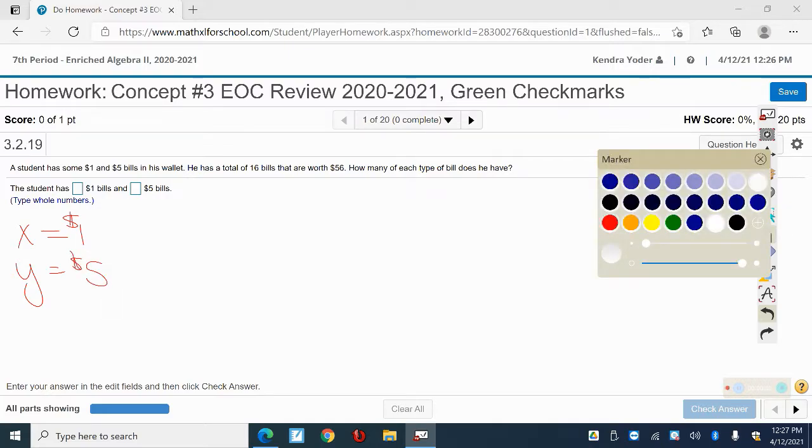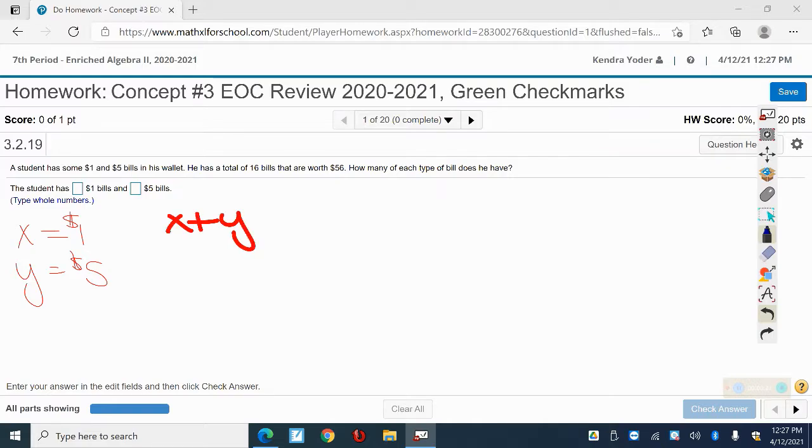So if that's the case, then you are going to have how many total bills are in this pocket. That's going to be X plus Y is equal to a total of 16 bills. And then the actual dollar amount that's in your pocket.